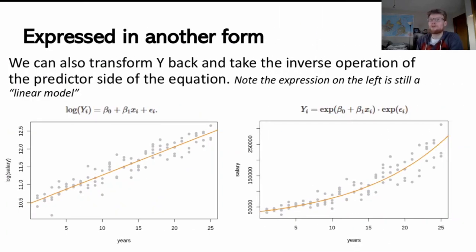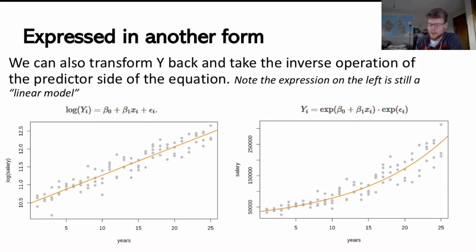Expressed in another form, right here we have the expression as the log of y as fitted by x. But what if we wanted to rewrite this equation such that we're left with just y on this side of the equation? Well, we can do that. We just have to take the inverse of the log, which is going to be e, the exponential of each side. So if I take e to the log of y, I'm just going to get y. And then if I take e to the beta naught plus beta 1 x sub i plus epsilon sub i, I'm going to get some term that looks like this.